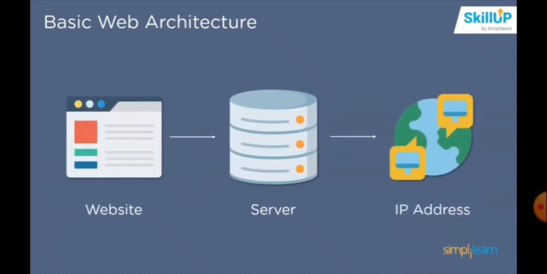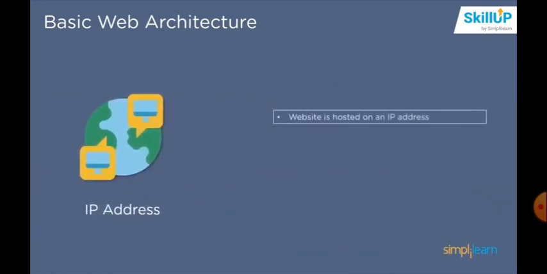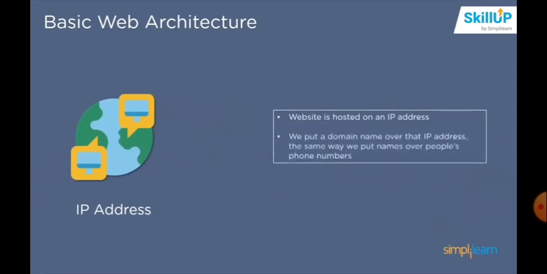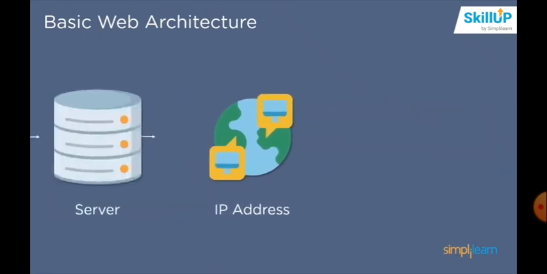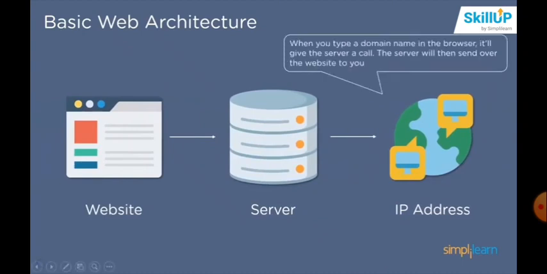Lastly, there's the IP address, which is the third element of the web architecture. Now, a website is hosted on an IP address. We put a domain name over that IP address the same way we put names over people's phone numbers. When you type a domain name in the browser, it will give you the server call. The server will then send over the website to you.